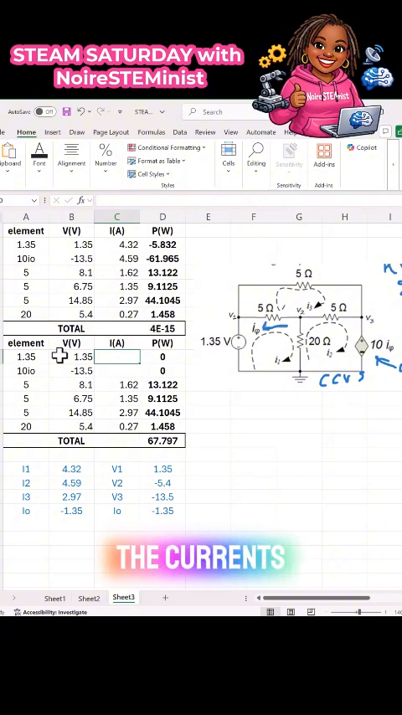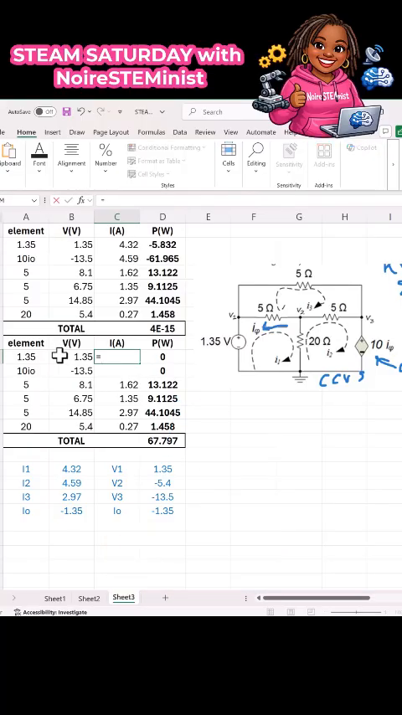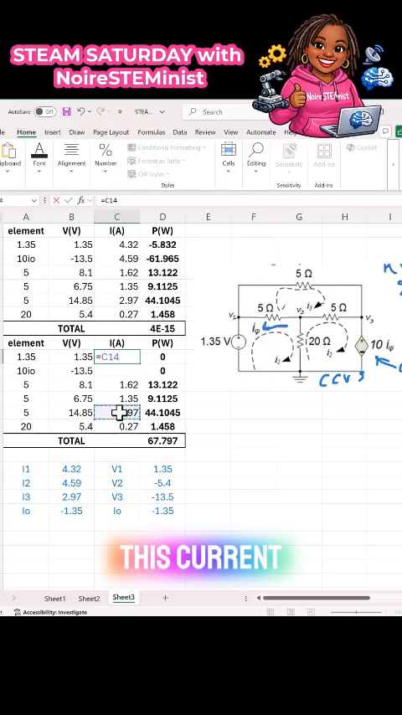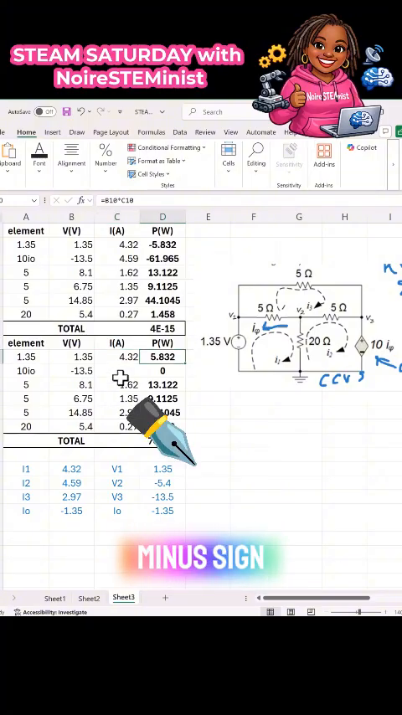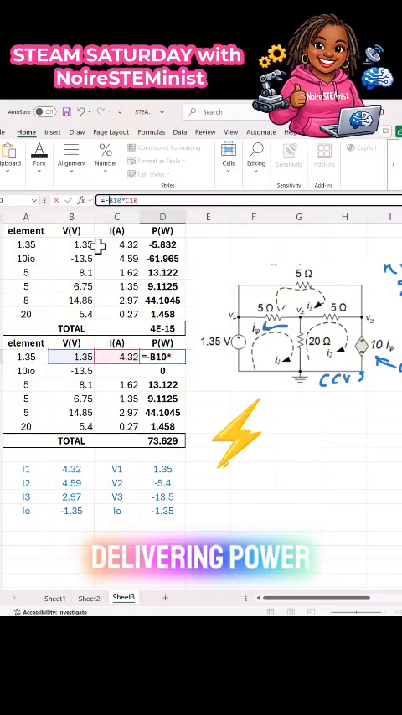So the only way to get the currents for the sources using only the node voltages is to use KCL. So that means I want the current for the 1.35 source. I have to do V1 minus V2 over 5, or the current through that 5 ohm resistor. So that's going to equal this current plus the current on the top, which is this one, and that's 4.32. But it needs to have a minus sign because it's delivering power.